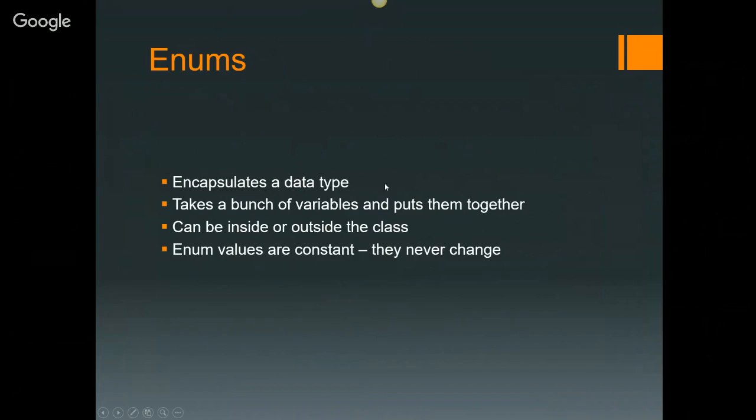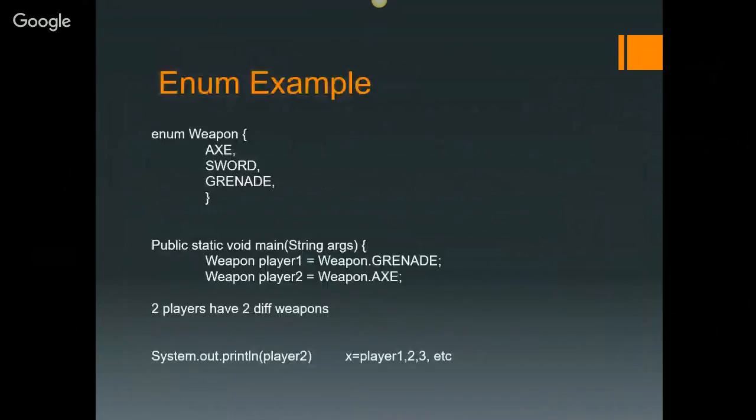Enums is short for enumerations. It encapsulates a data type. Basically, it takes a bunch of variables and puts them together. It can be inside or outside the class, and enum values are constant. They never change. So like I made a weapon enum here. I put axe, sword, and grenade. So I have 3 values in my enum.